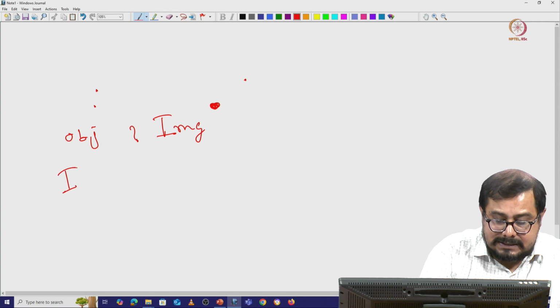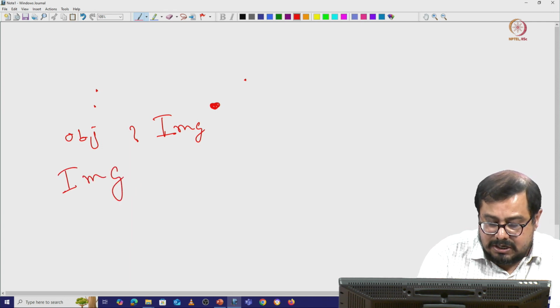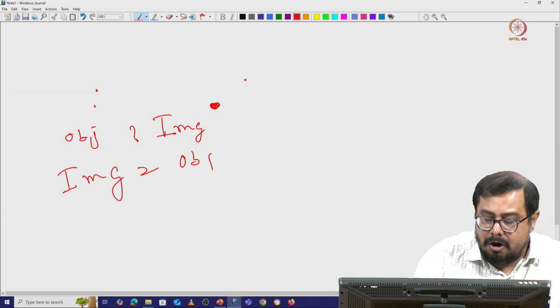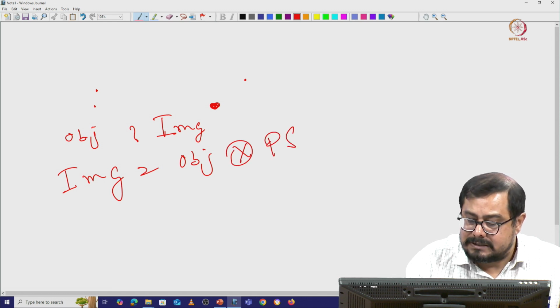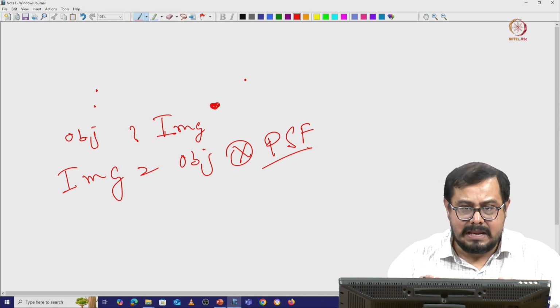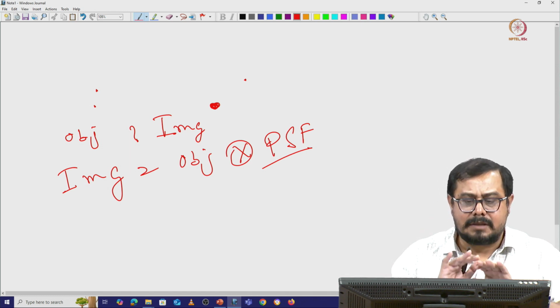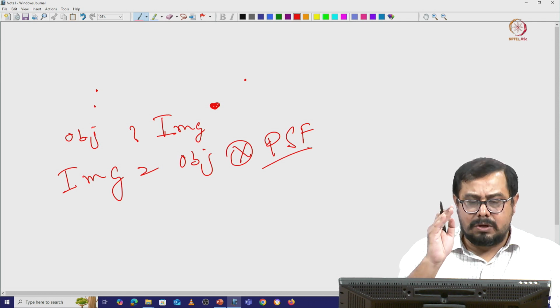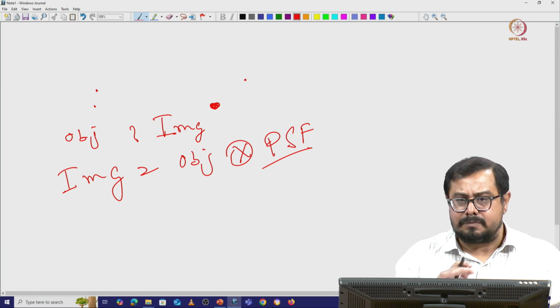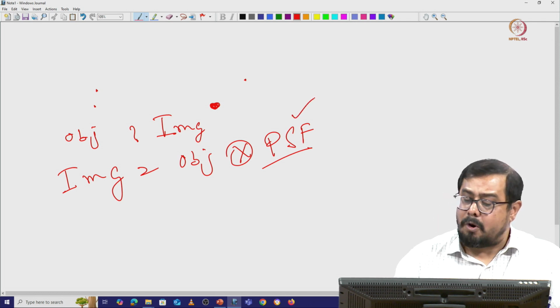So we always say that image equals object convolved with the point spread function. The point spread function is a blurring effect and it blurs the actual object, so we cannot get the perfect object. That is called the point spread function.